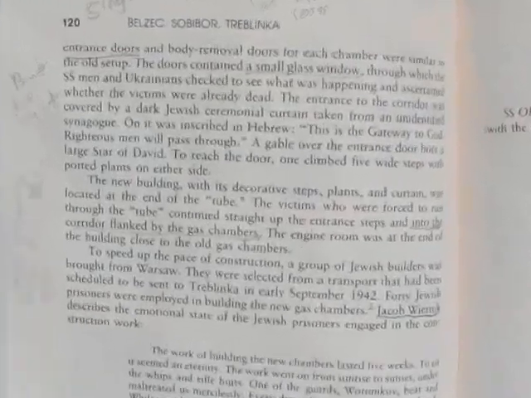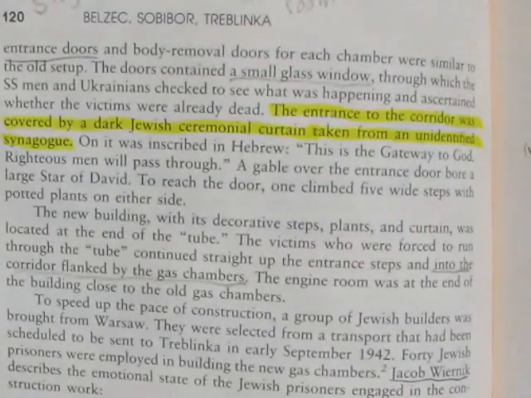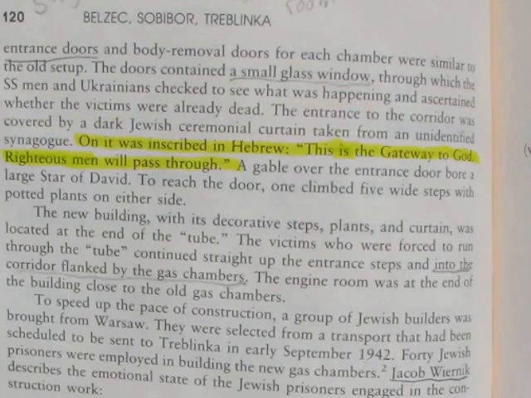Yitzhak Arad and Raul Hilberg both mention a curtain that hung at the entrance of the hallway of the gas chamber building. Arad writes on page 120, "The entrance to the corridor was covered by a dark Jewish ceremonial curtain taken from an unidentified synagogue. On it was inscribed in Hebrew, 'This is the gateway to God. Righteous men will pass through.'"